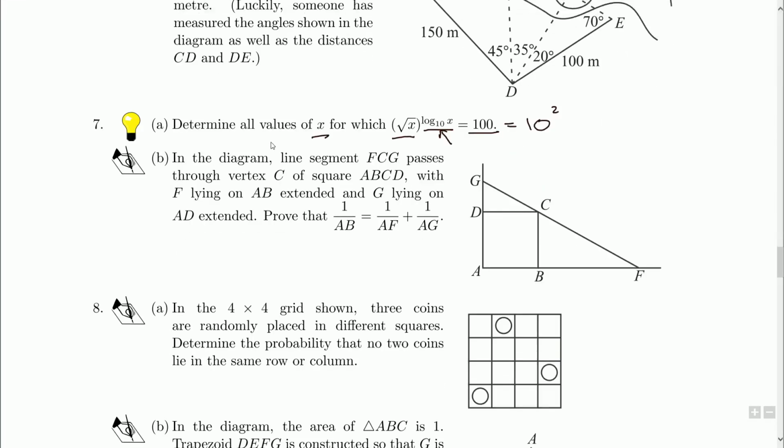Now 7b. In the diagram, line segment FCG passes through vertex C of square ABCD. So this guy here is a square. With F lying on AB extended and G lying on AD extended. And you know what this immediately reminds me of? Because it's a square, this looks like X and Y axes. So maybe we'll want to introduce some coordinates or something. But what are we being asked for? Prove that 1 over AB is equal to 1 over AF plus 1 over AG.